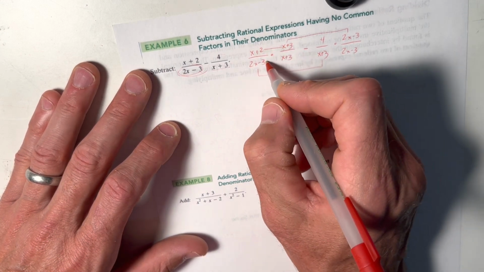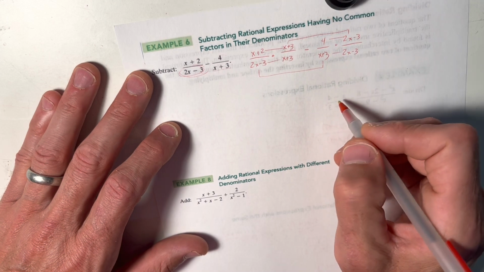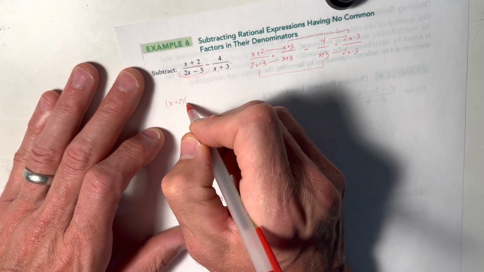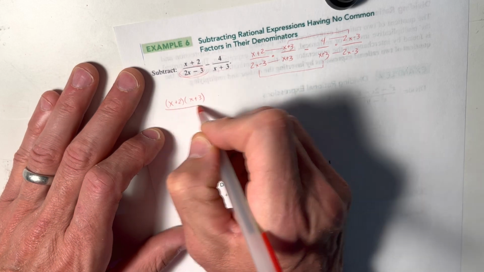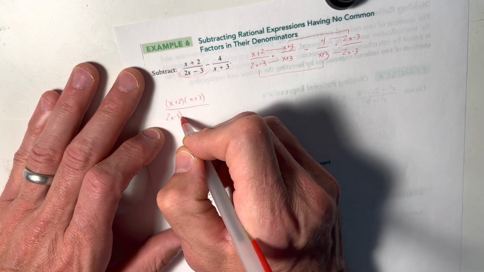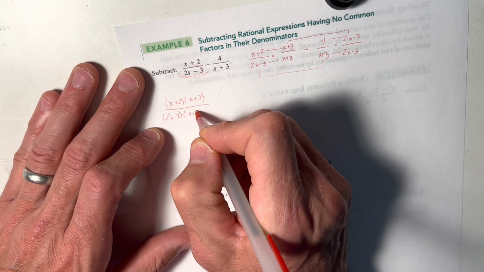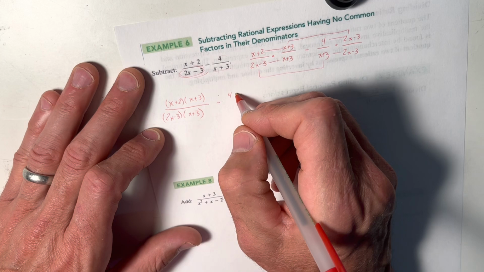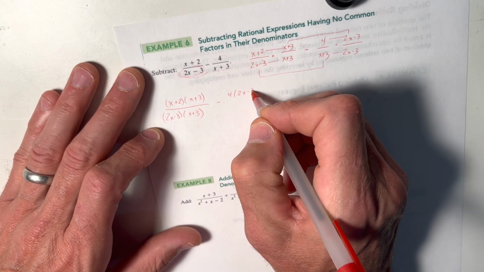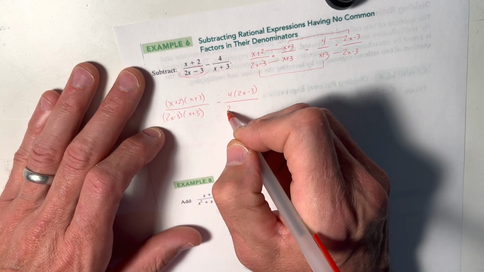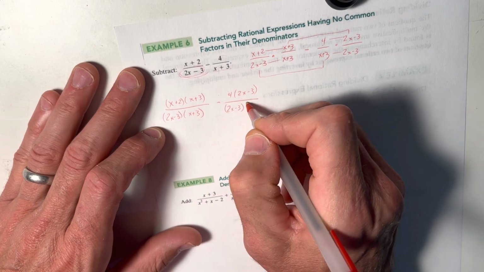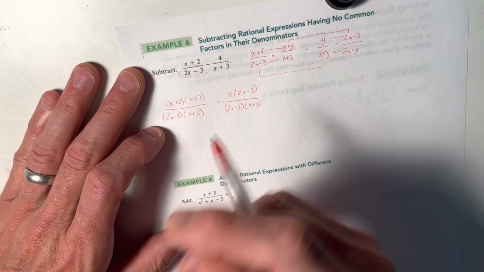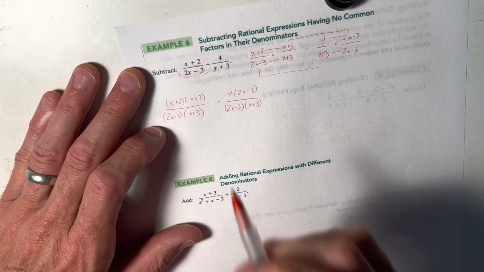This gets multiplied by that, and this gets multiplied by that, and this gets multiplied together. So now for our first term, we have x plus 2 times x plus 3 over 2x minus 3 times x plus 3, minus 4 times 2x minus 3 over 2x minus 3 times x plus 3. Okay, so here we go.